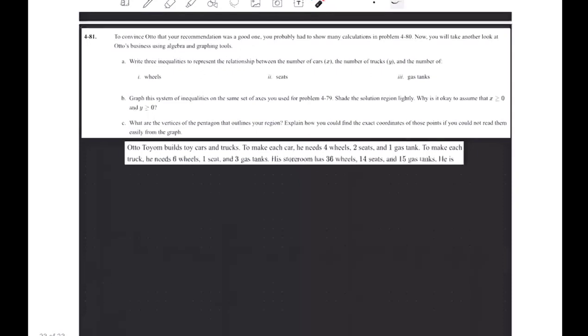So we want to come up with 3 inequalities that take those 3 constraints and the values on all of those. So we have to make a formula that talks about the number of wheels that we have. We have to come up with an inequality regarding the number of seats, and an inequality regarding the number of gas tanks, right? When they were originally giving us all of the constraints about how many seats, wheels, and tanks it takes to build each vehicle, I just copied and pasted it down here.